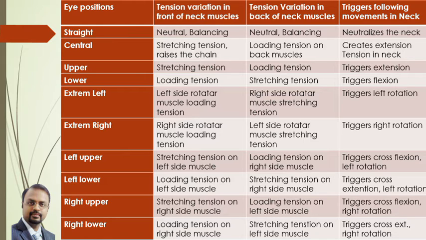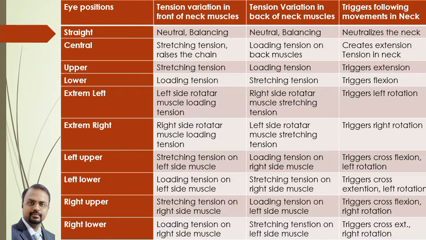If you keep your gaze extreme right, that will produce right side rotator muscle loading tensions in the front of the neck muscle and left side rotator muscle stretching tension in the back of the neck muscles. This will eventually trigger the right rotation.